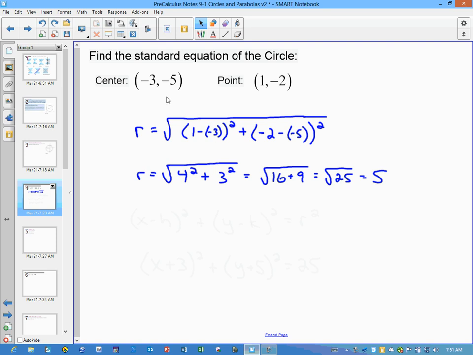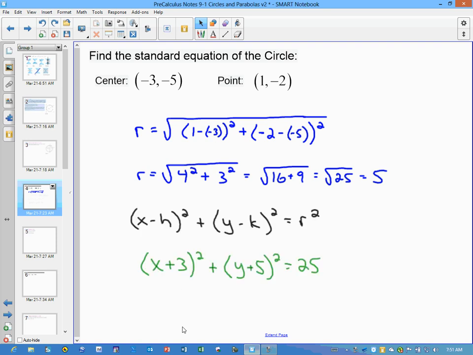And now we know the radius, we know the center, so we take our standard model and we substitute in the values we know, and we get our equation. Notice how if r is 5, then r squared is 25. Also notice how -3 is the value of x that causes that to be 0, which makes sense with our center. -5 is the value of y that causes that to be 0, which makes sense with our center.